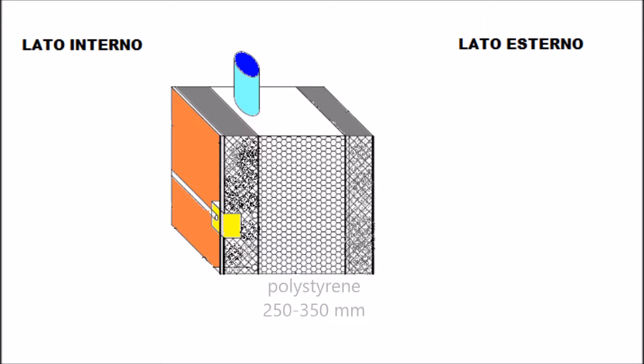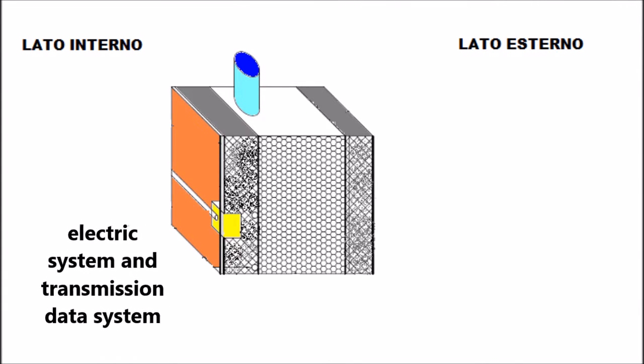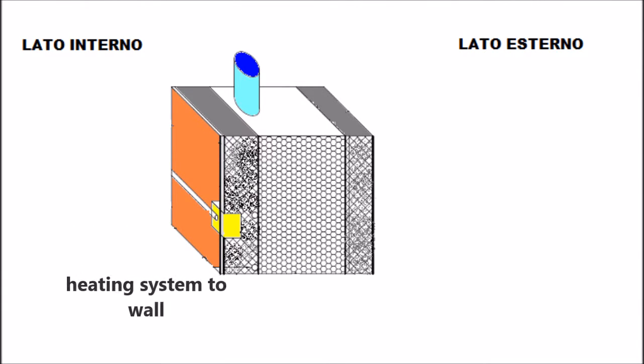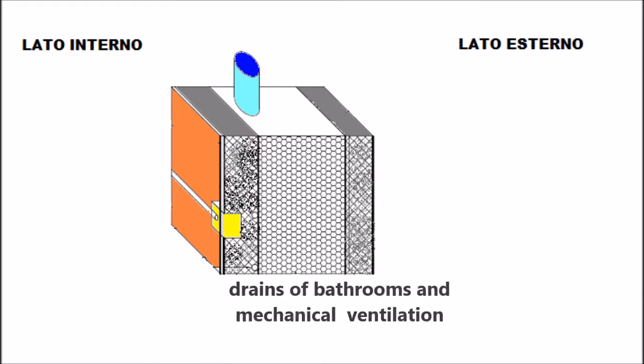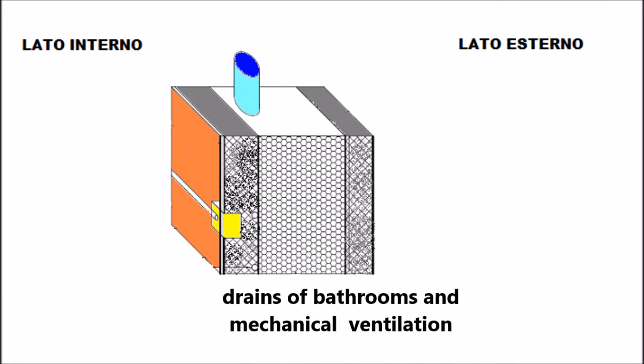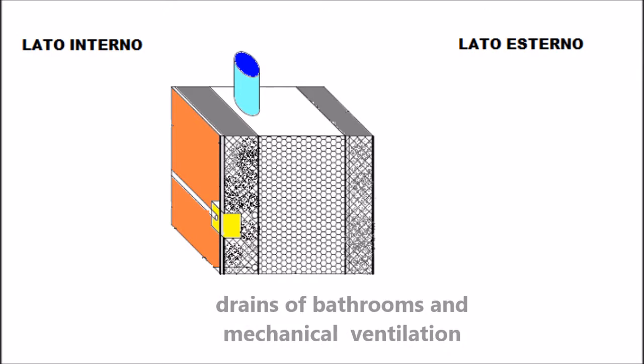To the inside, there's an insulating layer with a thickness that varies from 250 to 350 mm. It follows a layer of concrete with a thickness of 60 mm. The inside layer of concrete contains the electric system and the transmission of data system, the heating system to wall. The inside layer of insulator contains the drains of bathroom and the pipelines for the mechanical ventilation.